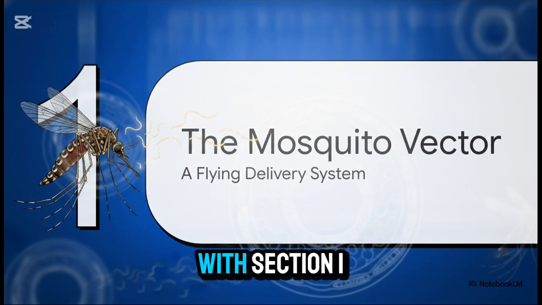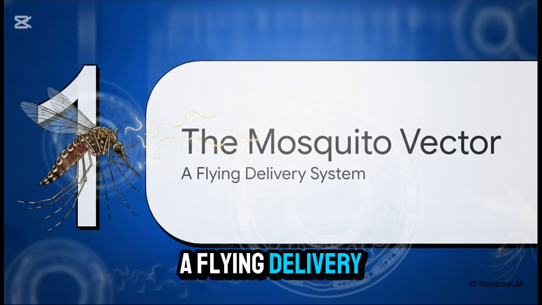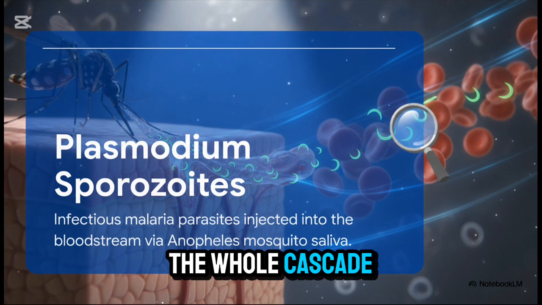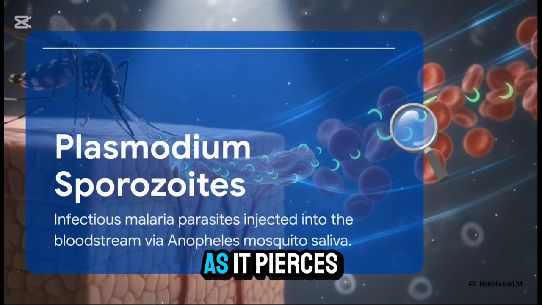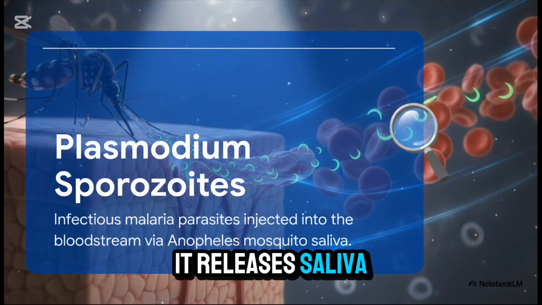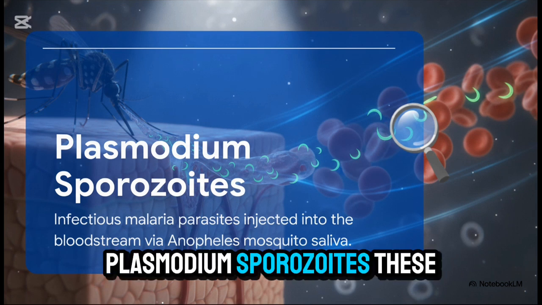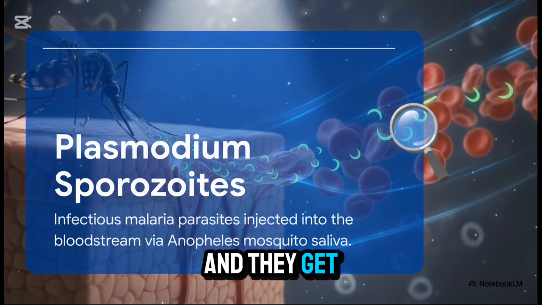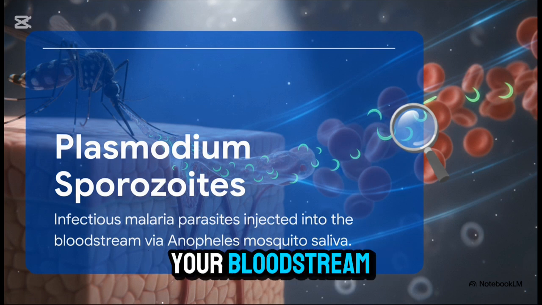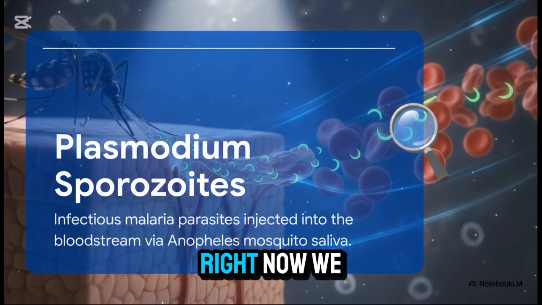All right, let's start with Section 1, the mosquito vector, which is essentially a flying delivery system. The whole cascade kicks off when an infected Anopheles mosquito lands on your skin. As it pierces the skin to feed, it releases saliva, and packed inside that saliva is the payload, Plasmodium sporozoites. These are the infectious forms of the parasite, and they get injected straight into your bloodstream, completely bypassing your skin's outer defenses. Talk about a sneak attack, right?